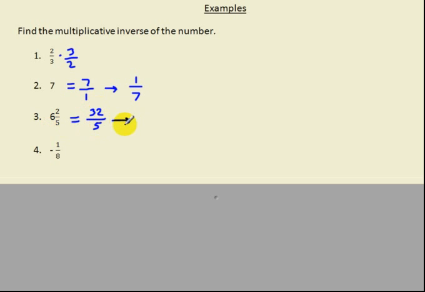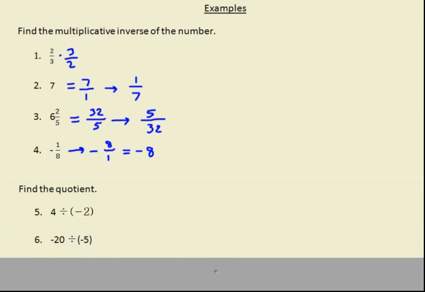And now we can take the inverse of that, which is 5 over 32. Okay, so if you multiply 6 and 2/5 times 5 over 32, you'll get a result of 1. Negative 1/8 is going to be, well, of course we need a negative, and again, if you want, you can write this as 8 over 1, and now simplify that, of course, to simply negative 8.